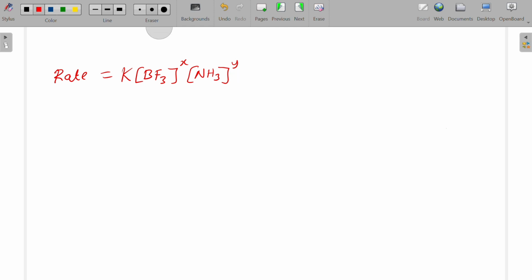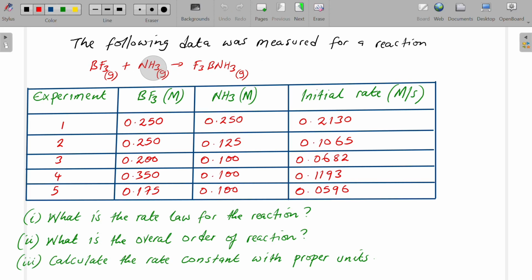So the general rate law for that chemical reaction is basically this one that we have here. Our job is now to determine the value of X and also determine the value of Y. So now, how do we determine the value of X and how do we determine the value of Y? That's the question. All right.